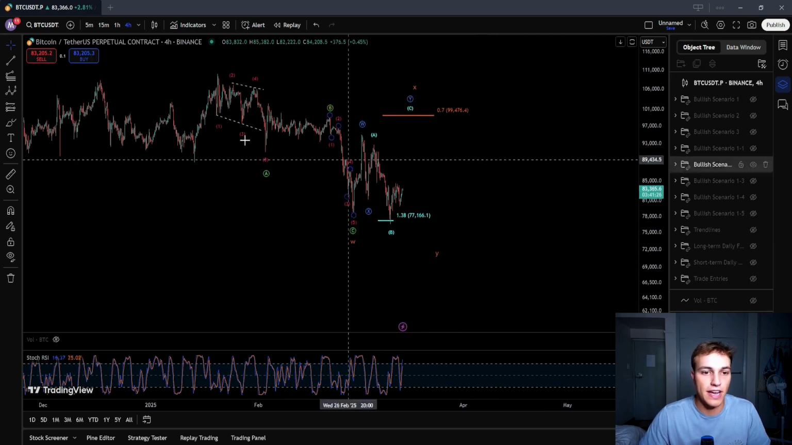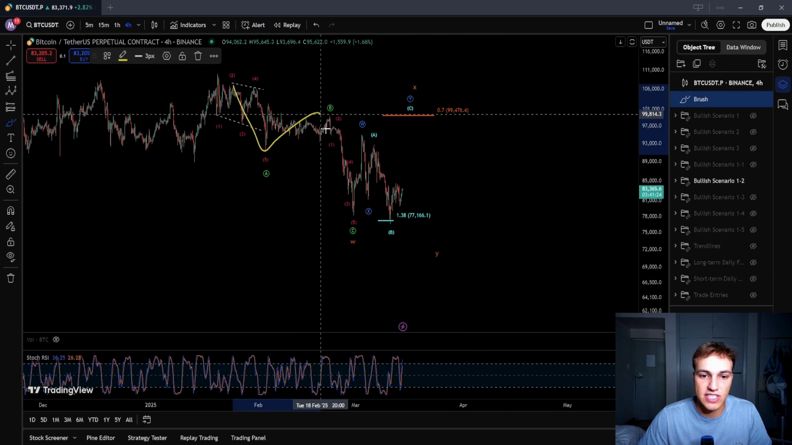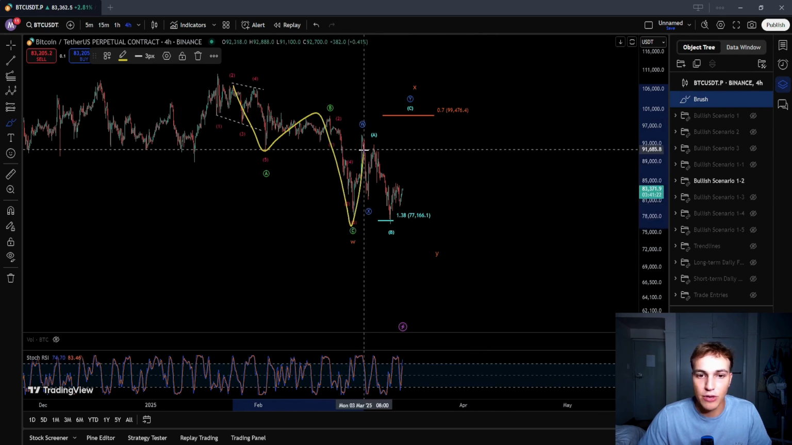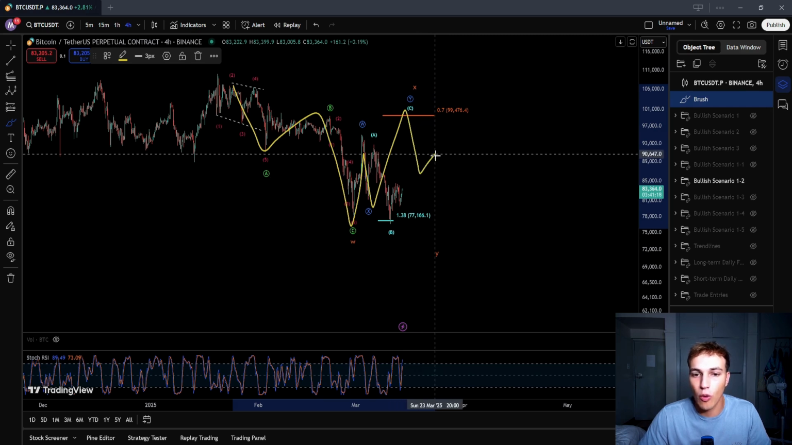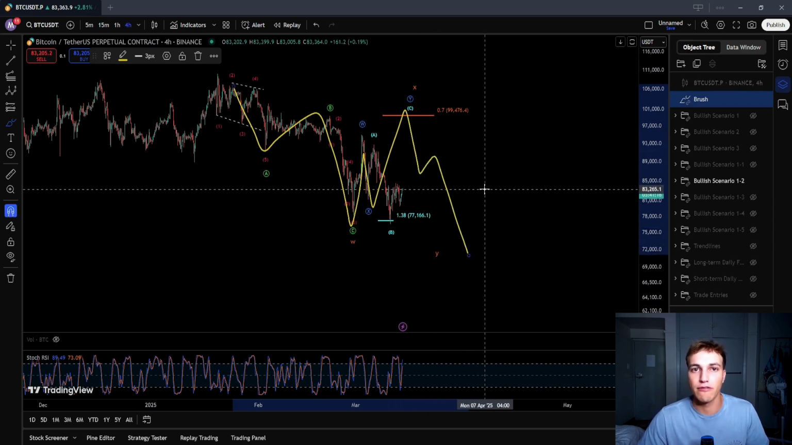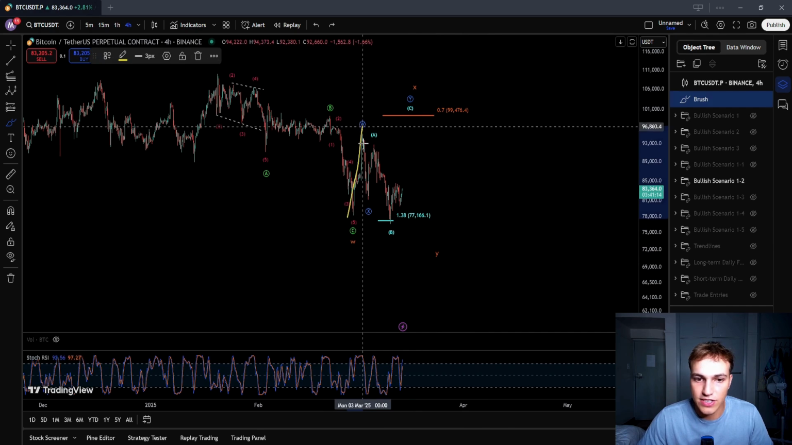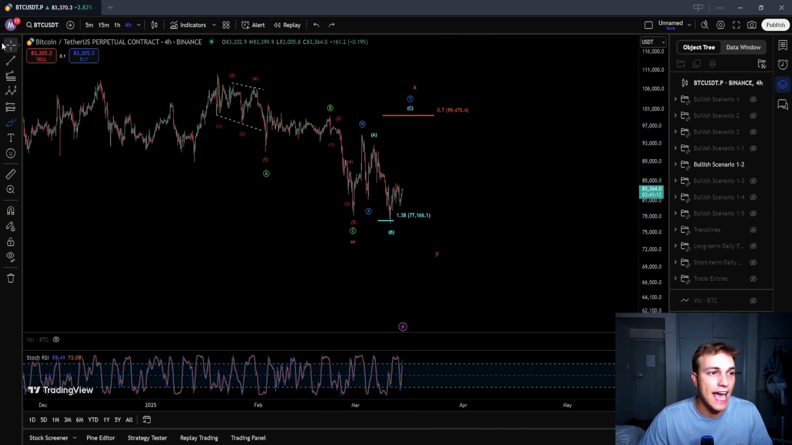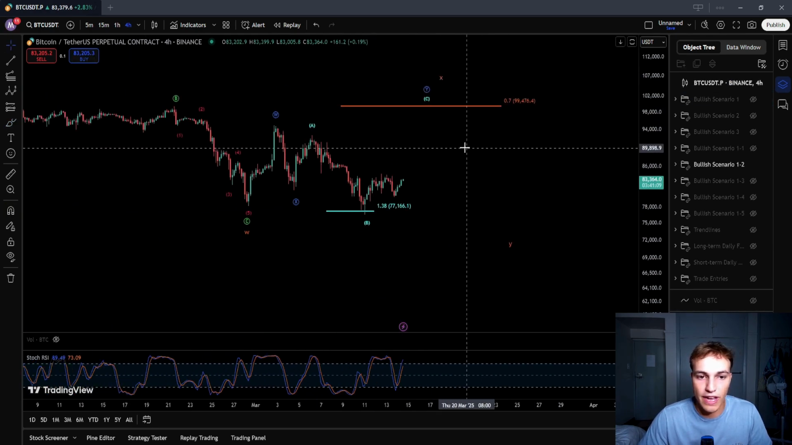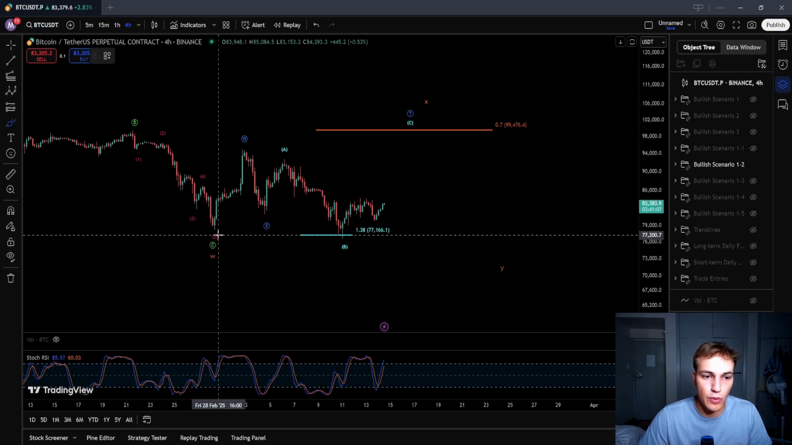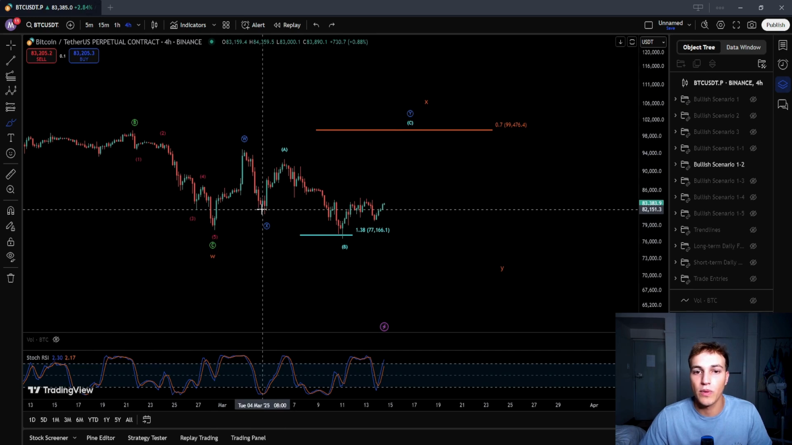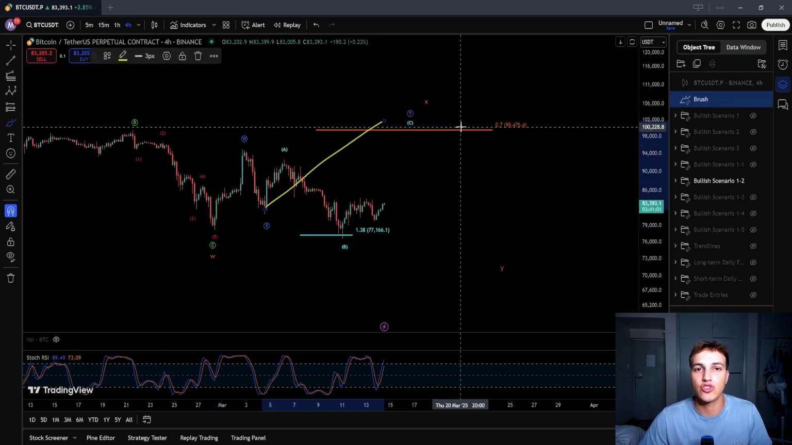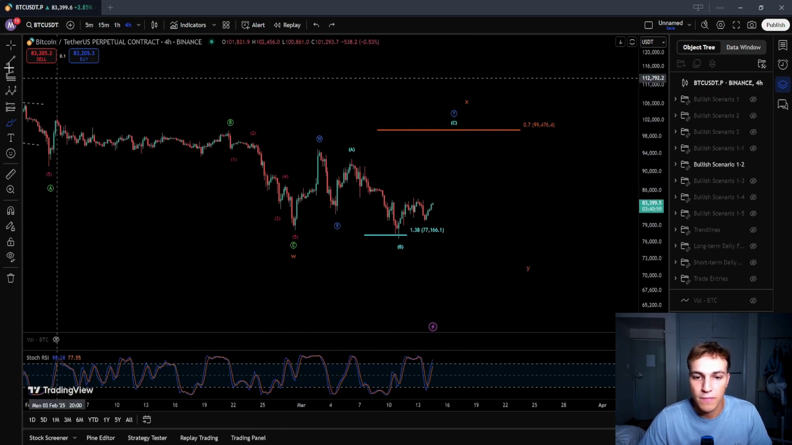Then on the second scenario at the moment, we are looking at another WXY to the downside. The WXY is an ABC in W, a WXY in X, and then we would look for an ABC in wave Y. So inside this WXY, we are having a standard 3-wave correction here. You can see 3 waves in wave W, 3 waves in wave X, and now we are looking for a 3-wave structure in wave Y.